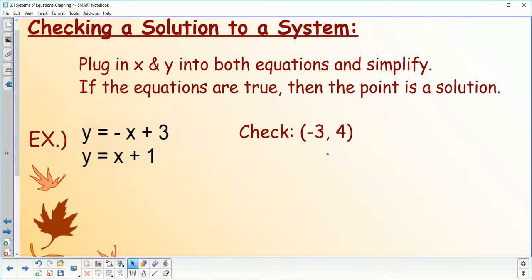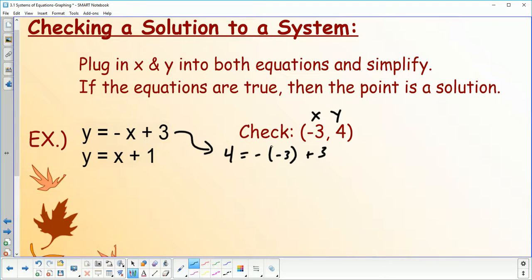So I've got 2 equations here, and I've got my x and my y value. I'm going to plug those into my first equation. So my y is 4, and then I've got negative of -3 plus 3. And so this is going to give me 4 equals negative of negative is a positive 3 plus 3, and you see that we get 4 equals 6, which is clearly not a true statement. So this would be not a solution.